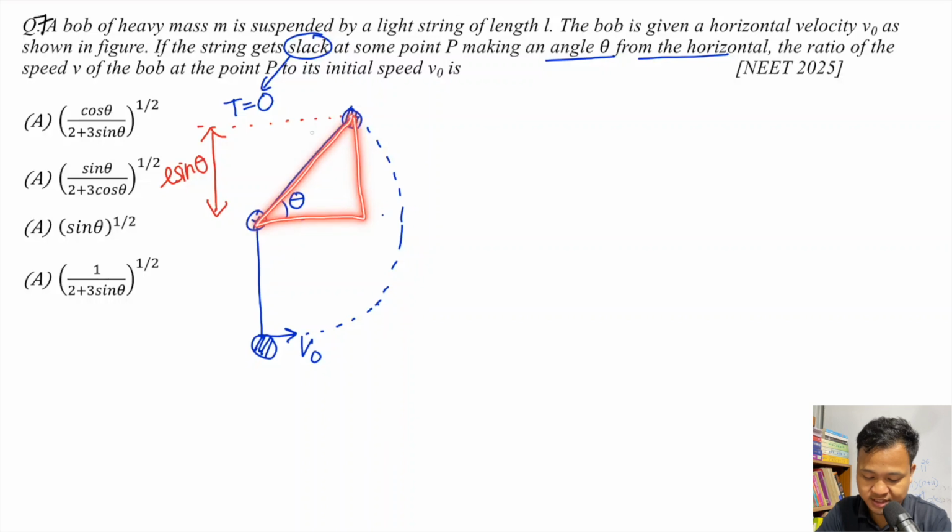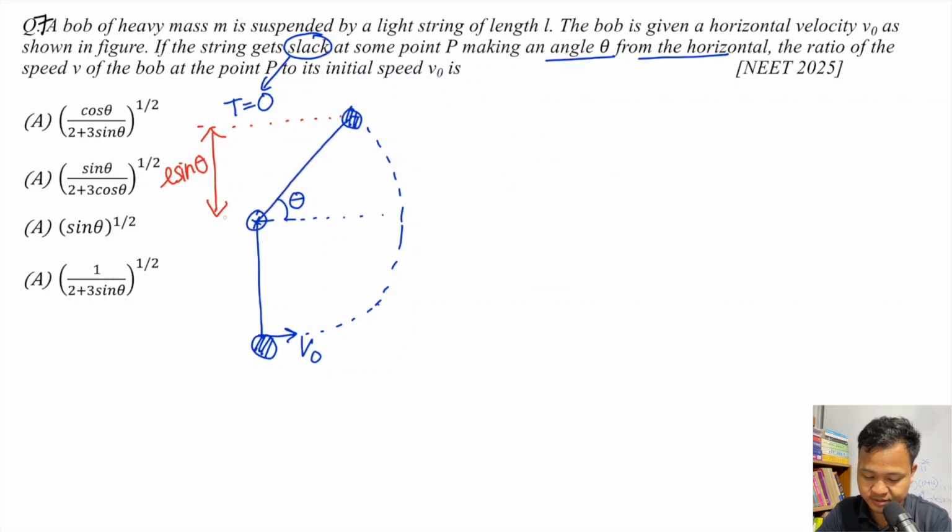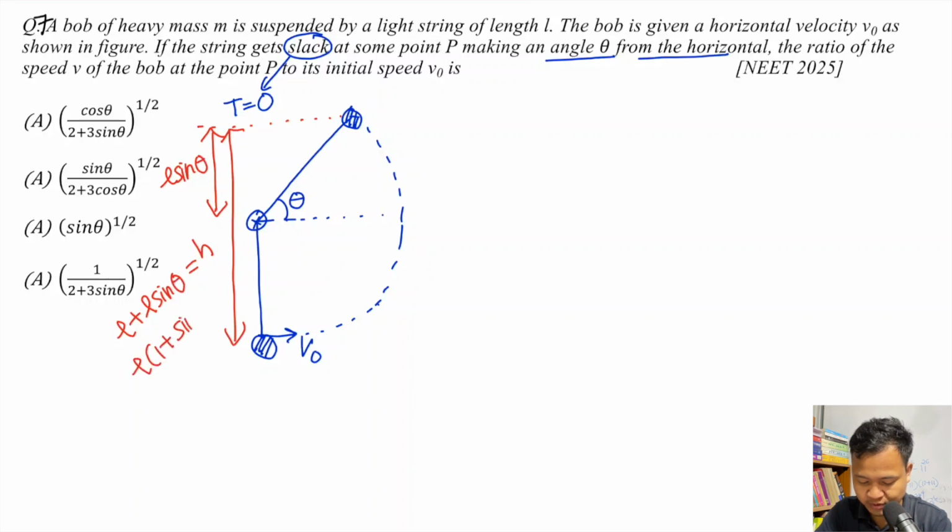As it's a right triangle here, this is the opposite side. So sine theta is opposite side divided by hypotenuse, so x equals L sine theta. And then this part is L. So the total height will be L plus L sine theta, so it becomes L into 1 plus sine theta.